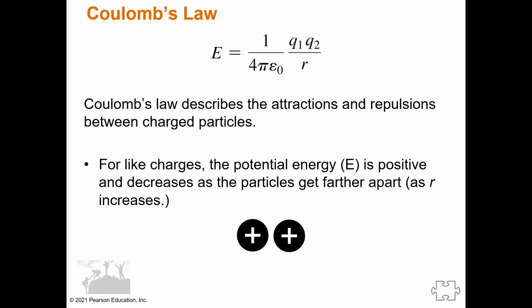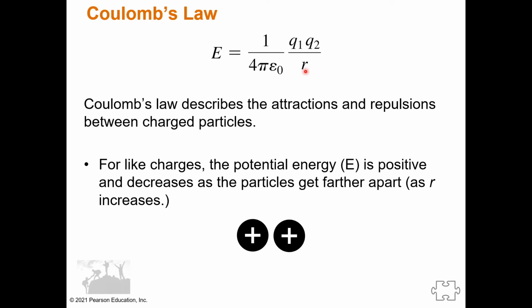Here's Coulomb's Law. You need to understand this equation. You're not actually going to use it to solve for anything. So here we have energy equals some kind of constant times the charge of one particle times the charge of a second particle divided by the distance between those 2 particles. Okay, so let's think back to classical physics.